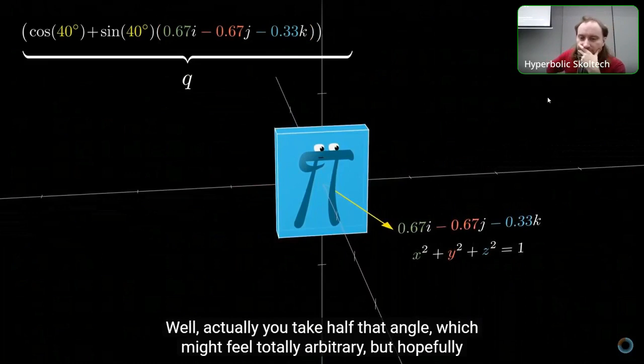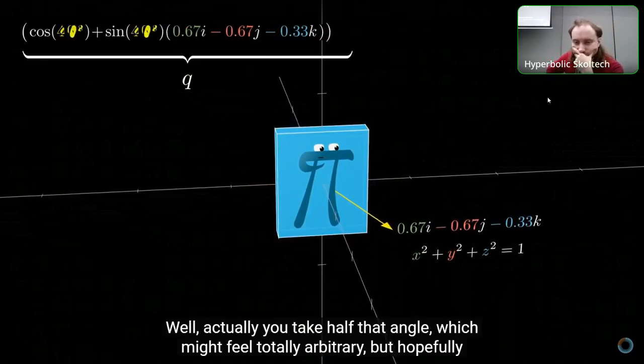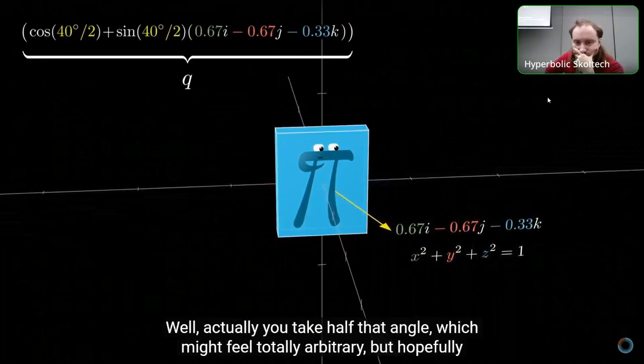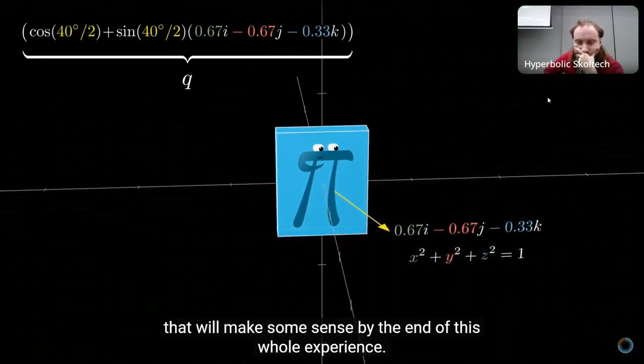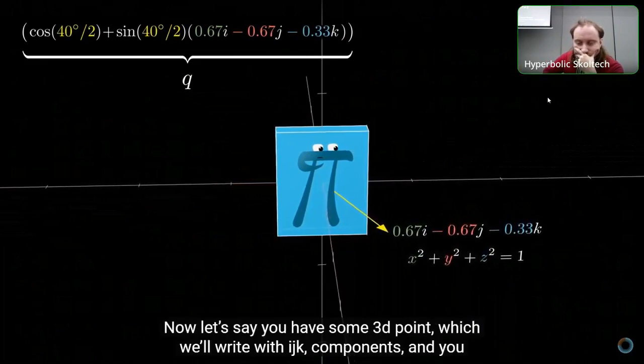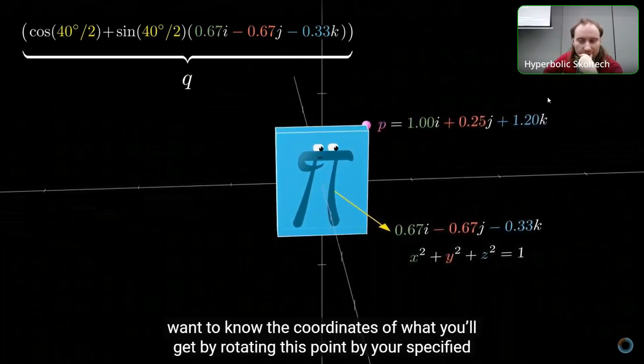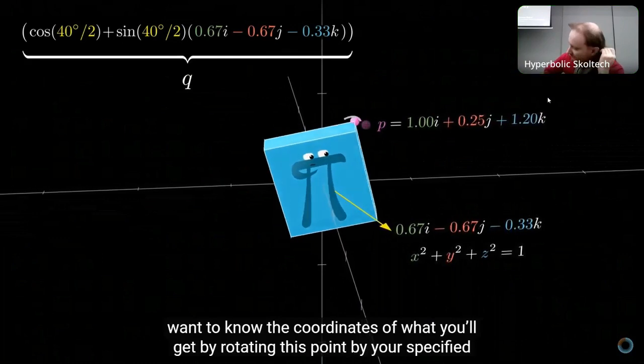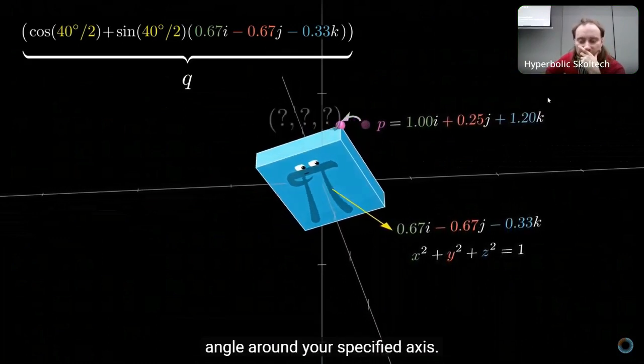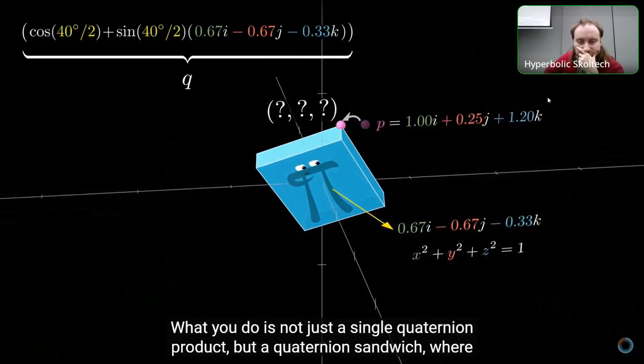Now let's say we have some point, which we'll write with i, j, k components, and you want to know the coordinates that you get when you rotate this point by your specified angle around your specified axis. What you do is not just a single quaternion product, but a sort of quaternion sandwich, where you multiply by q from the left and the inverse of q from the right.